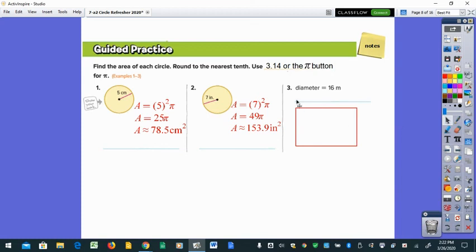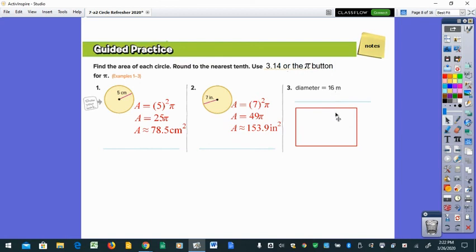The last one didn't give me a picture, but it told me that it's the diameter. Now the diameter is the long segment that goes all the way across the circle. If we had been looking for circumference, we would have been happy, but since we're looking for area, we're not. So we have to start by realizing that we need to take this long segment and divide it by 2 to get the shorter radius. So the radius would be 8 here.